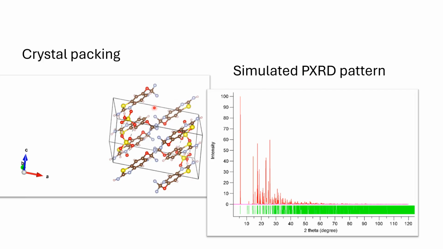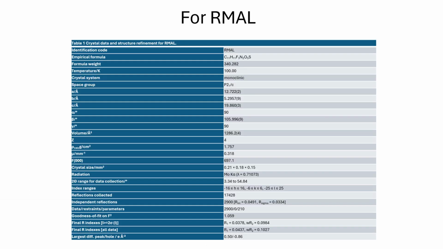Further, this is the crystal packing diagram for the unit cell, right? This is how in the monoclinic unit cell the motifs are arranged, and this is the corresponding simulated PXRD diagram.